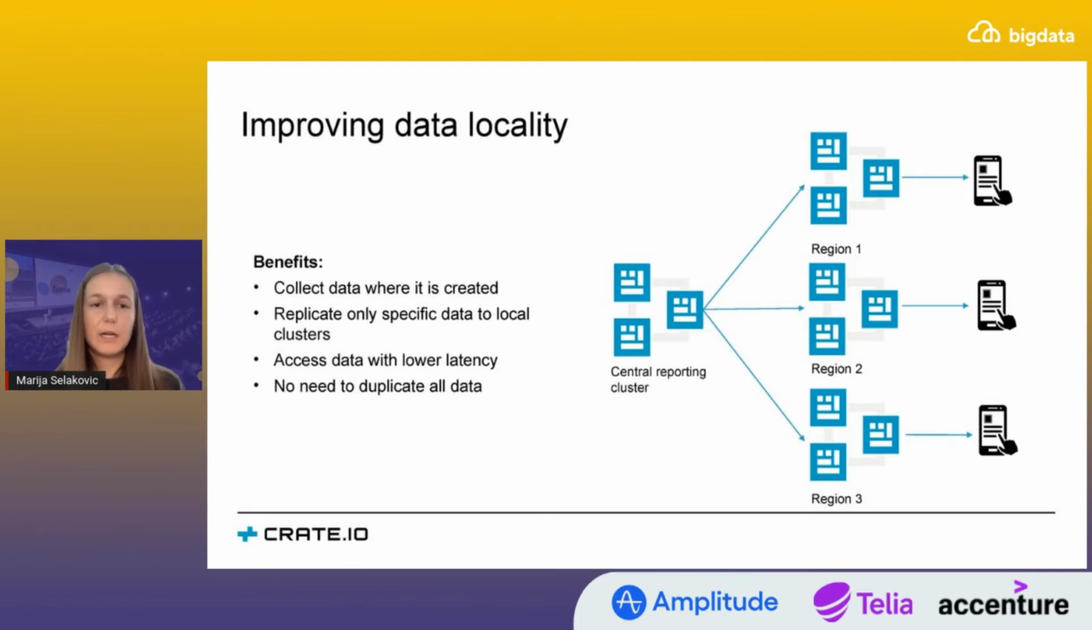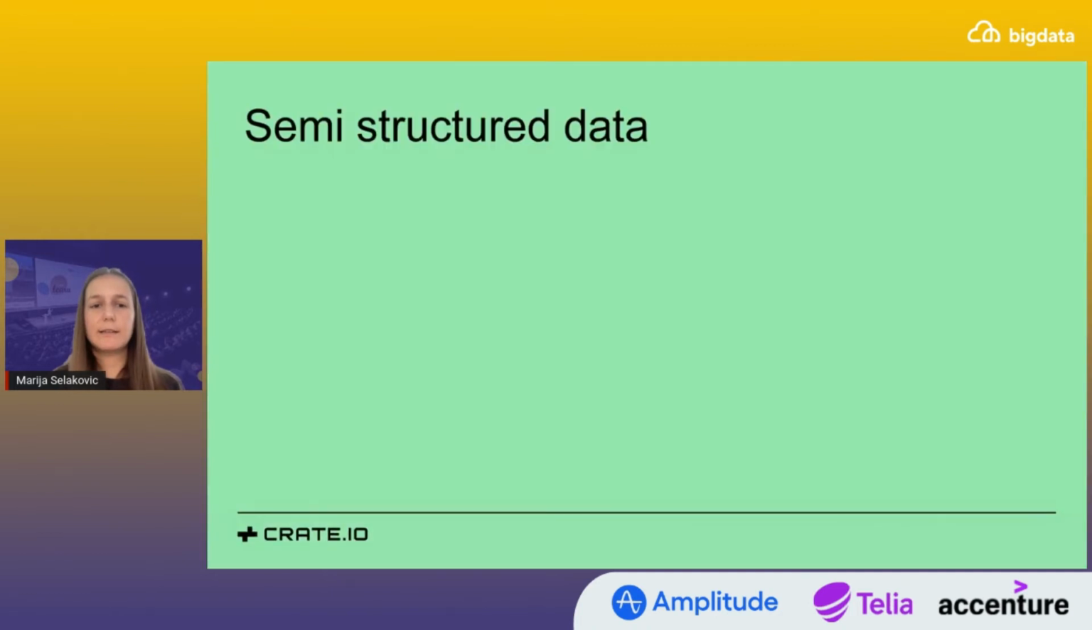So to sum up, built-in replication on the shard level and the logical replication as a feature is something that really allows CrateDB to achieve high availability, which is very important in this industrial setting.